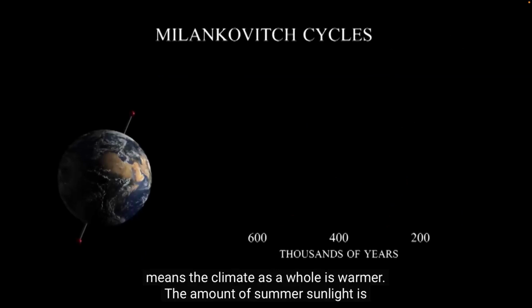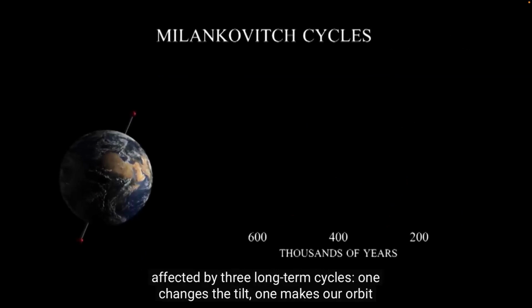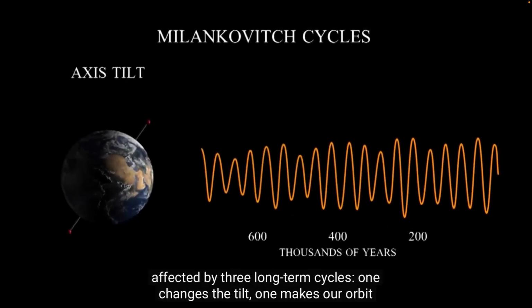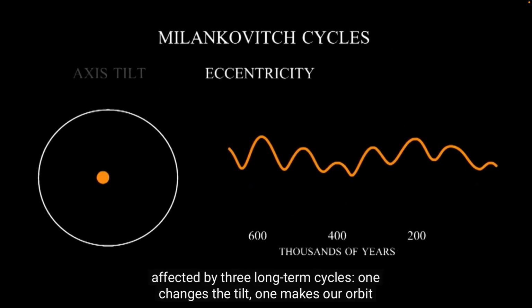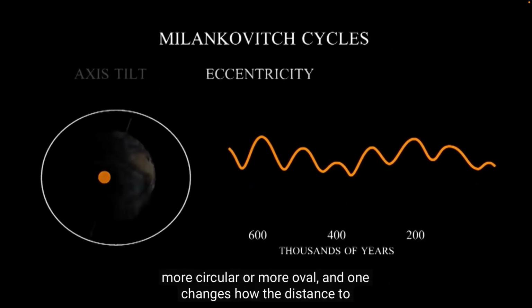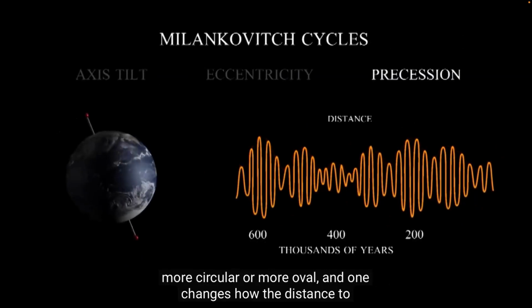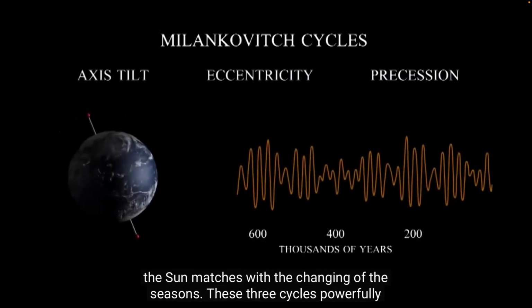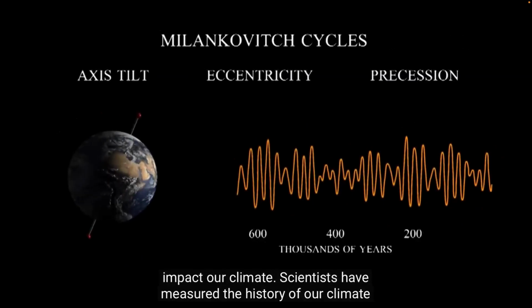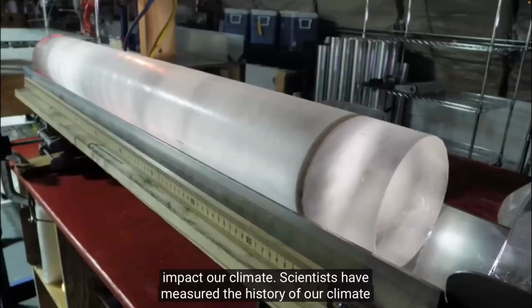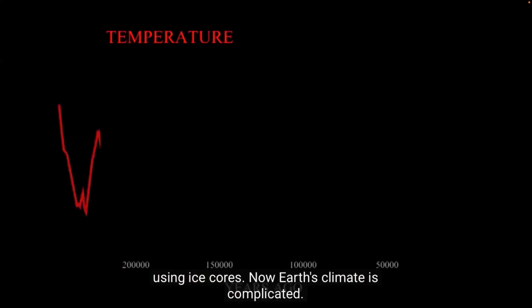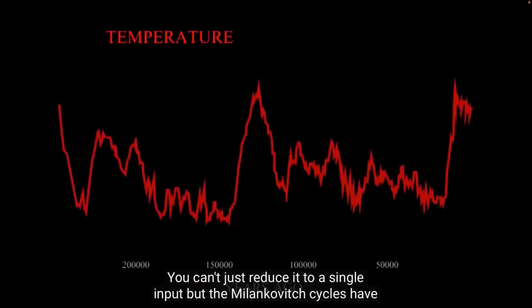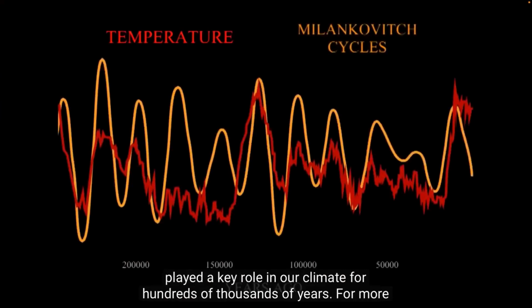The amount of summer sun is affected by three long-term cycles. One changes the tilt. One makes our orbit more circular or more oval. And one changes how the distance to the sun matches with the changing of the seasons. These three cycles powerfully impact our climate. Scientists have measured the history of our planet using ice cores. Now, Earth's climate is complicated. You can't just reduce it to a single input. But the Milankovitch cycles have played a key role in our climate for hundreds of thousands of years.